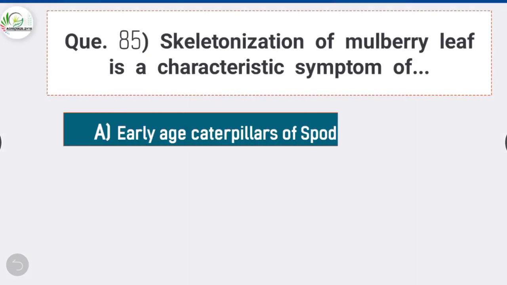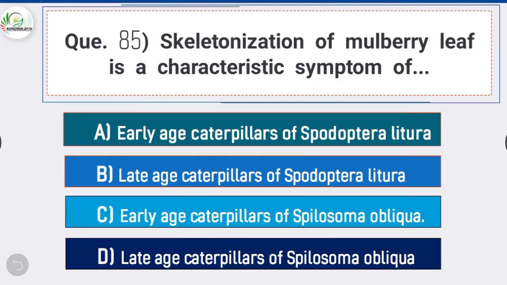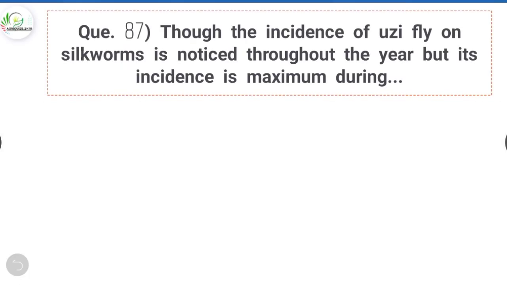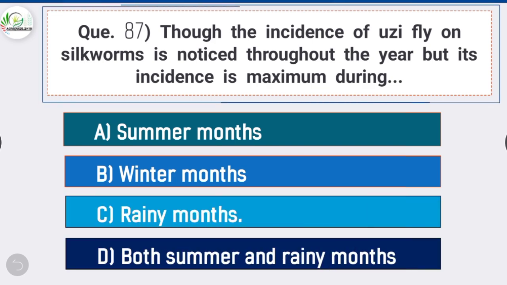Question number 86. Skeletonization of mulberry leaf is a characteristic symptom of, correct answer is option C, early age caterpillars of Spilosoma obliqua. Question number 87. Though the incidence of oozy fly on silkworms is noticed throughout the year, its incidence is maximum during, correct answer is option C, rainy months.